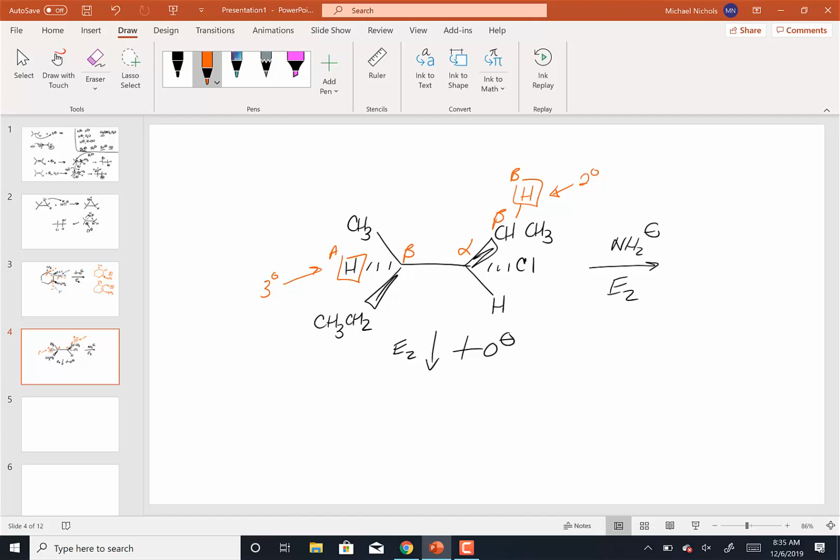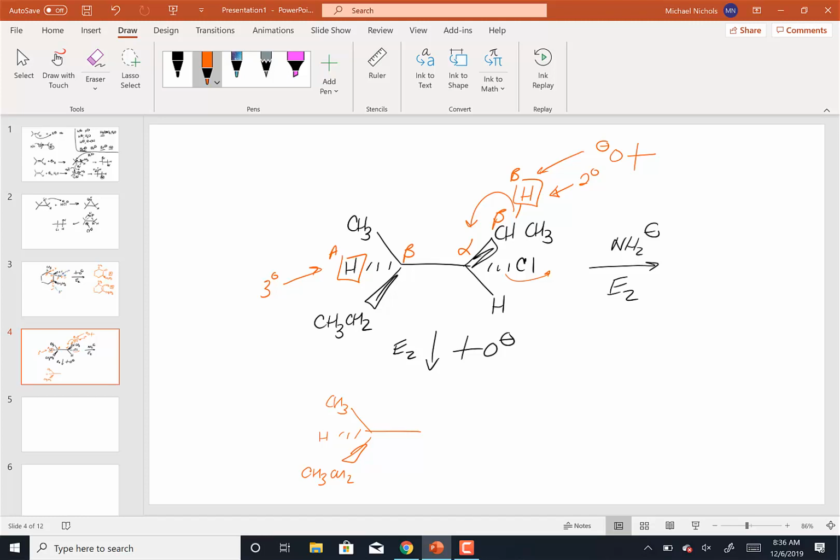In terms of writing that product then, we would have the tertiary butoxide coming in, grabbing this hydrogen, that pair of electrons goes down there and the chlorine gets kicked off. So in terms of writing that product, everything on the left side of the molecule stays the same.